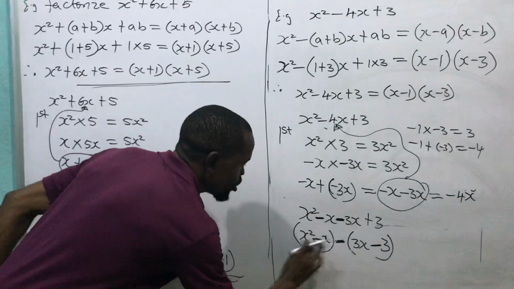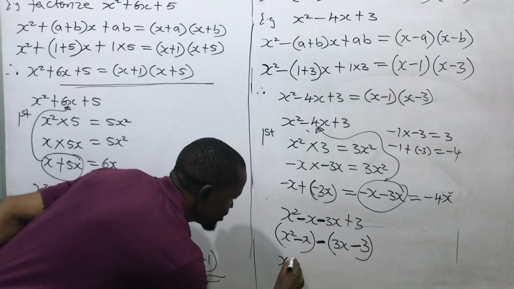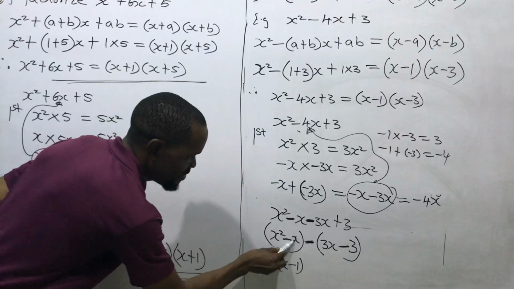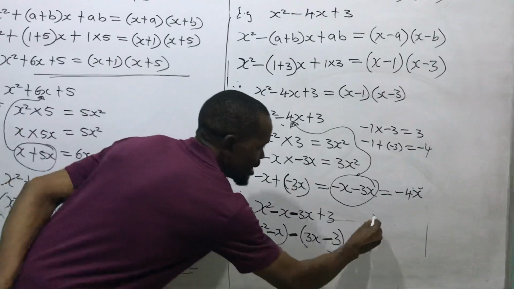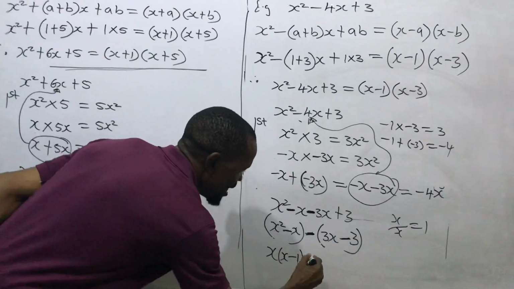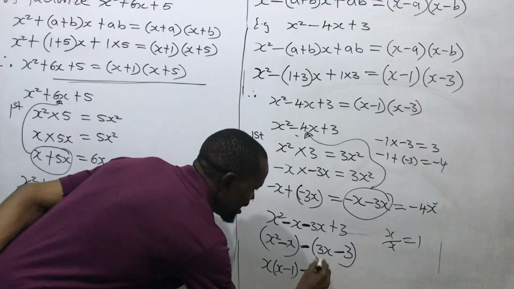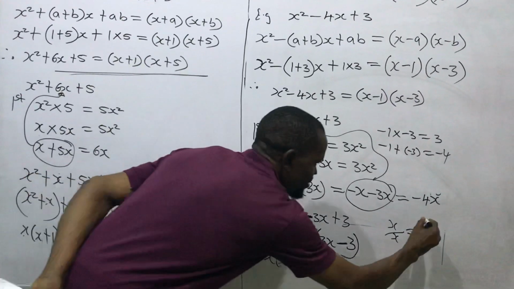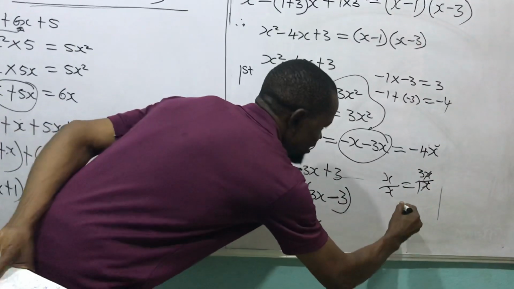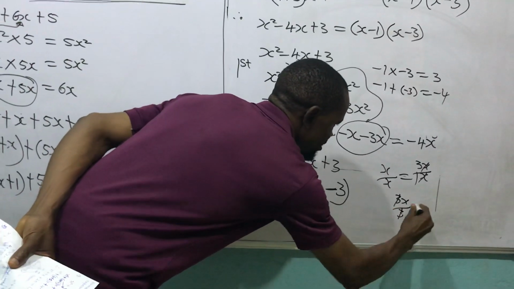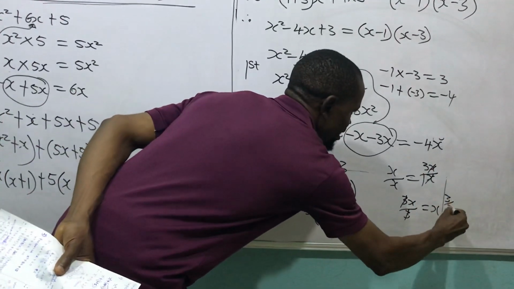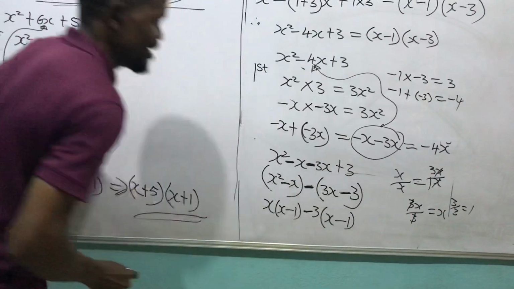Good. Then what is common here? X is common. I have x into x minus 1. How did I get it? X divided by x will give me x. X divided by itself will give me 1. Then now, what is common here? 3. I have my 3. Then 3x divided by 3 will kill this, leaving me with x. That's how I have x here. Minus 3 divided by 3 will give me 1. And that's how I get 1 here. Do you get what I'm saying now?